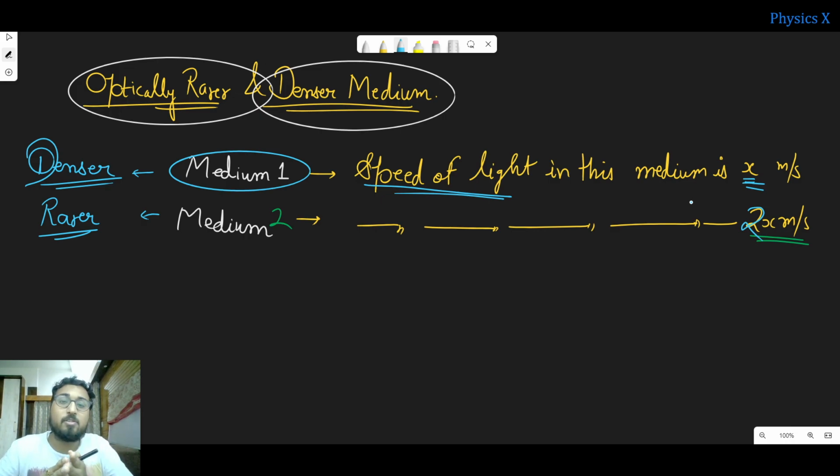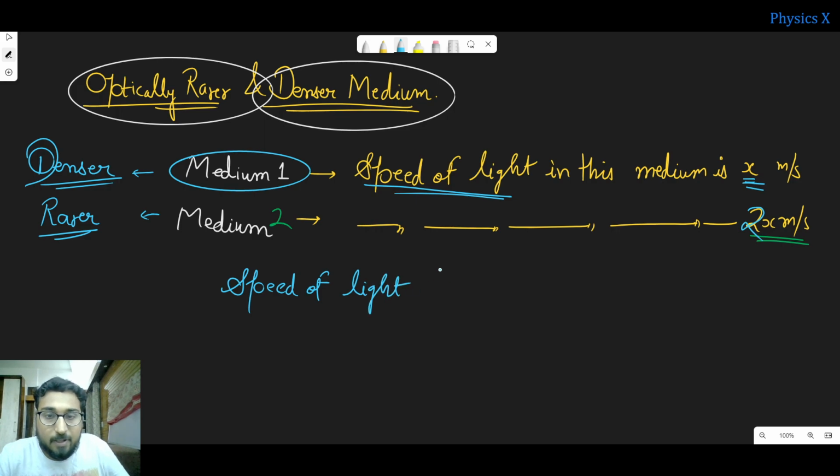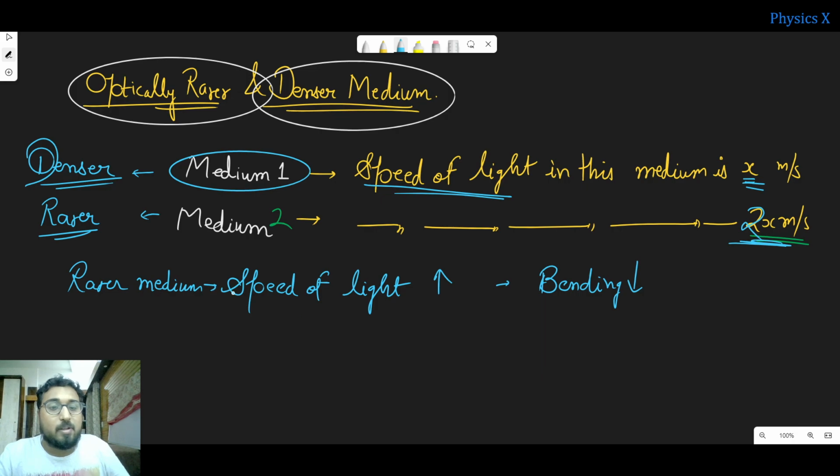In the last case we discussed how a ray bends. If the speed of light is high, the bending will be less. This is a relation you need to understand. The speed of light is more in the rarer medium. In the rarer medium, the speed of light will be higher when you compare it to the denser medium.